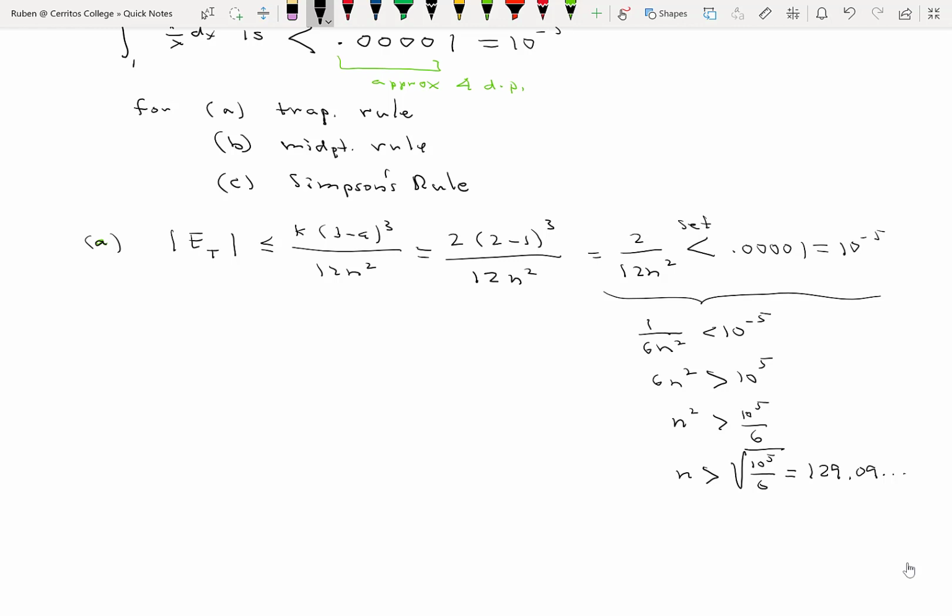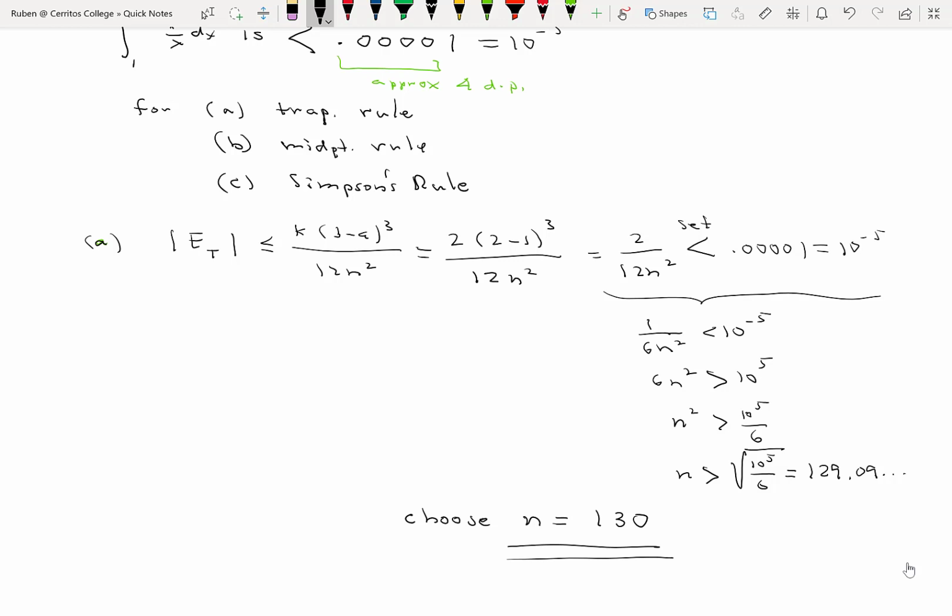So don't lose track of what we're looking for here. We want the error to be no bigger than 0.00001. I want 4 decimal places of accuracy. I'm going to have to choose n to get that 4 decimal places to be what value? And the answer is not 129.09. n has to be greater than this, and n can't be a fraction. It's a number of subintervals. So what's n have to be? 130. I'm going to need to choose 130 subintervals.